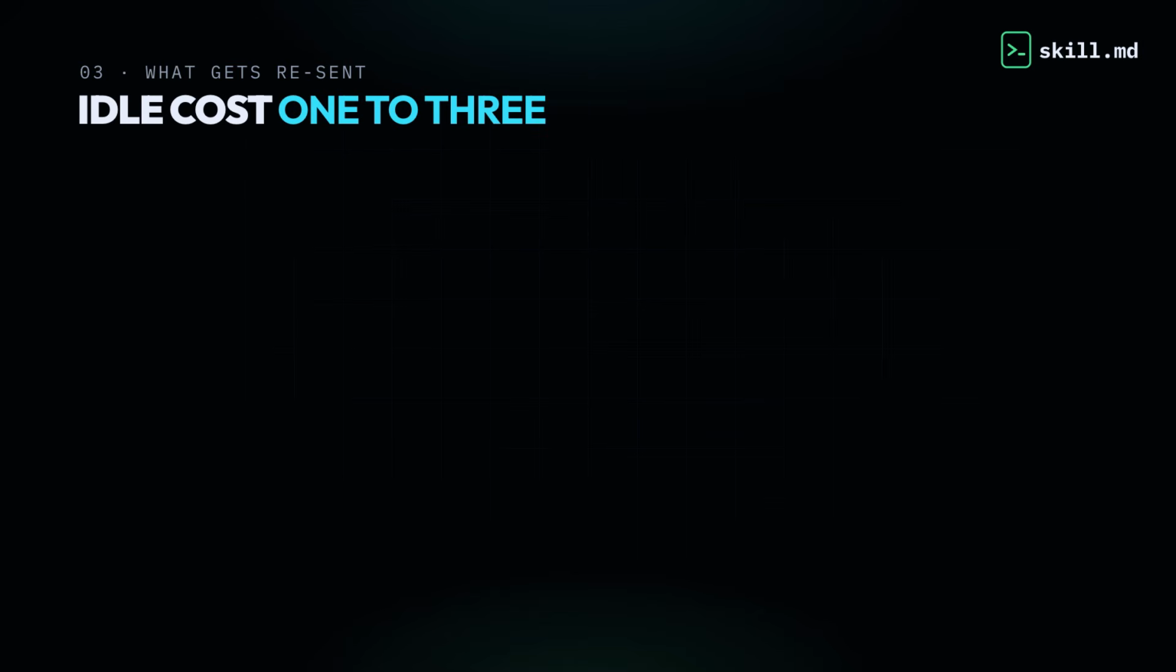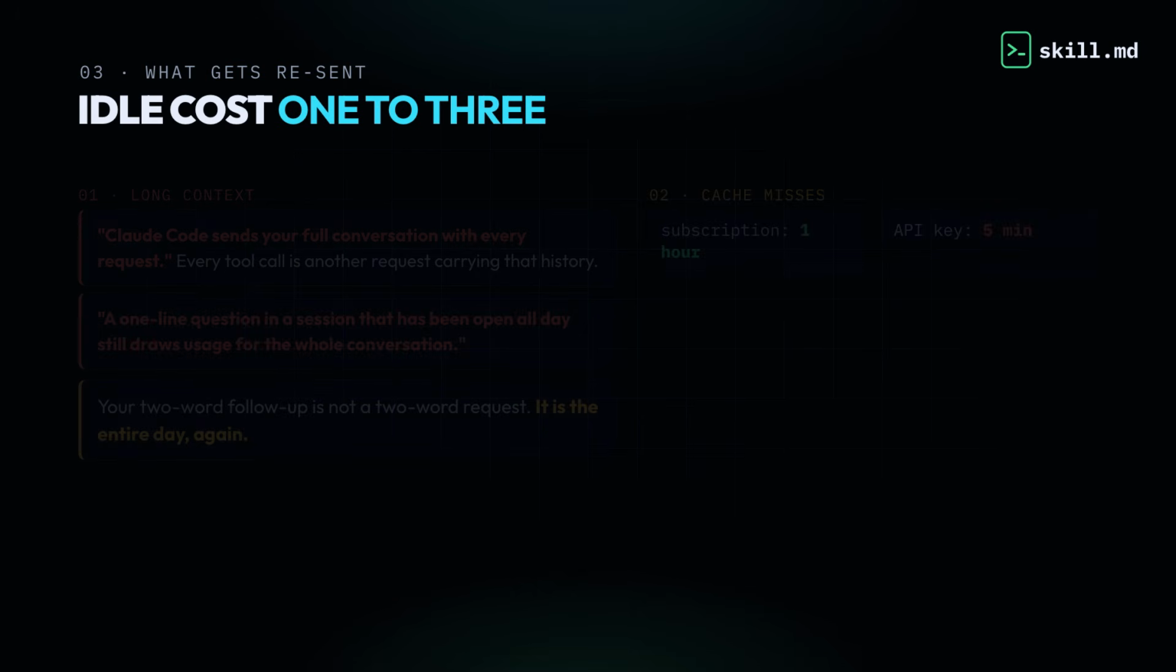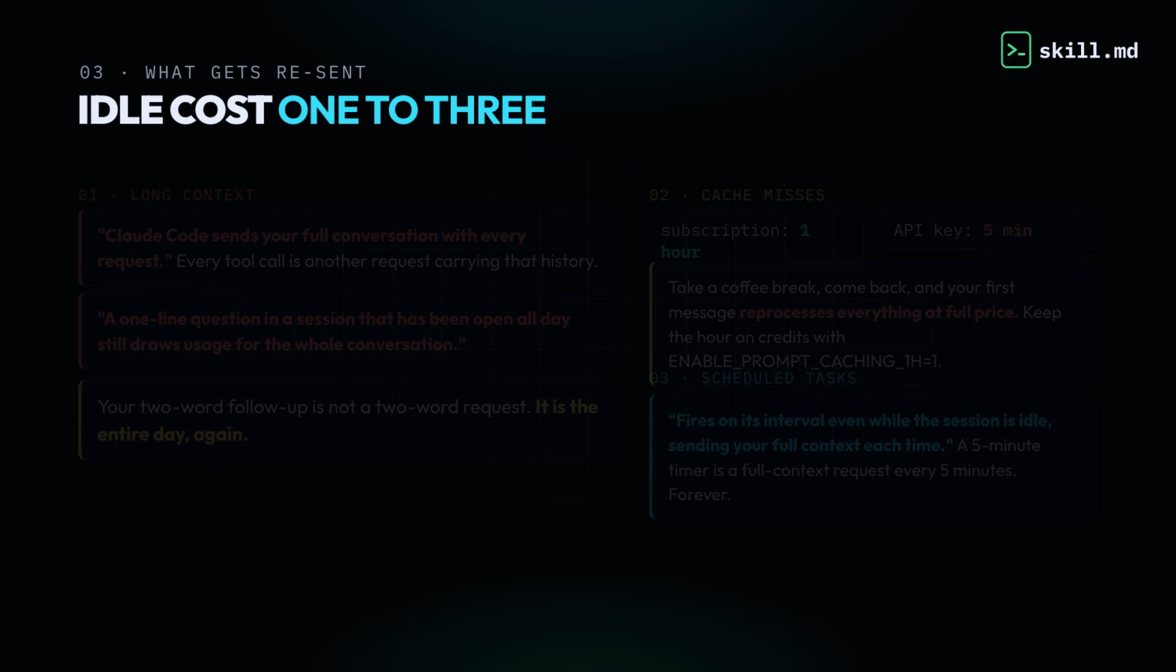Right. The core of this. The docs have a section titled Why Usage Climbs in a Long Session, and it lists 6 mechanisms. I'll take them in 2 groups of 3, because the first 3 are about what gets resent, and the second 3 are about what starts a turn you didn't ask for.